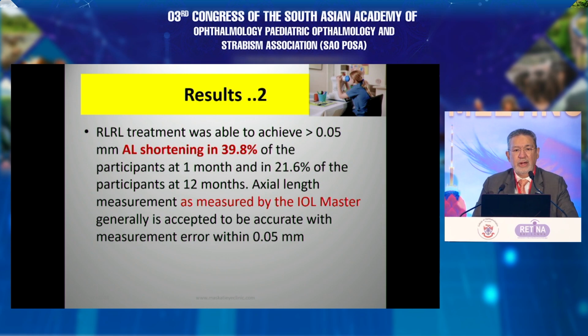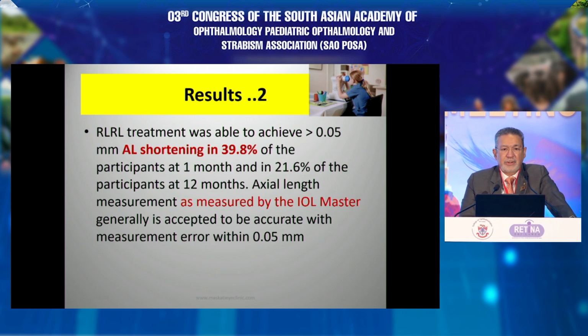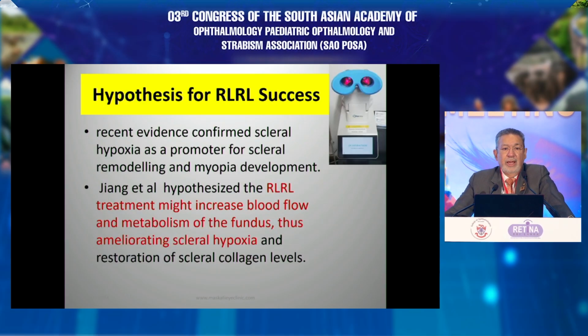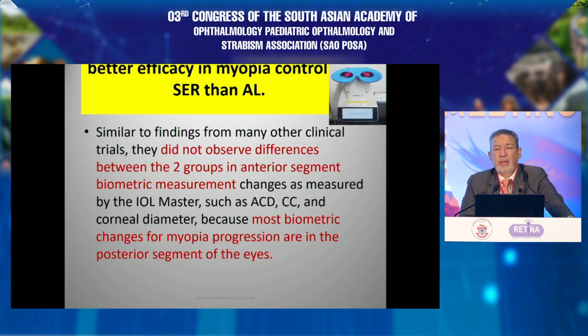They also found, curiously enough, an axial length shortening of 39% in participants at 1 month, and of course much less later on. And I can't explain this, but they said we use the IOL Master, which is generally accepted to be quite accurate. The hypothesis for the success is their postulation that there is scleral hypoxia, and when you give this red light there, the blood flow increases, that ameliorates scleral hypoxia, and therefore restores scleral collagen levels, so more collagen is laid down, so the eye doesn't elongate quite that much. So of course, it's more effective in slowing down the progress of SER than the axial length. All other parameters like AC depth, corneal thickness, all that of course remain quite the same.